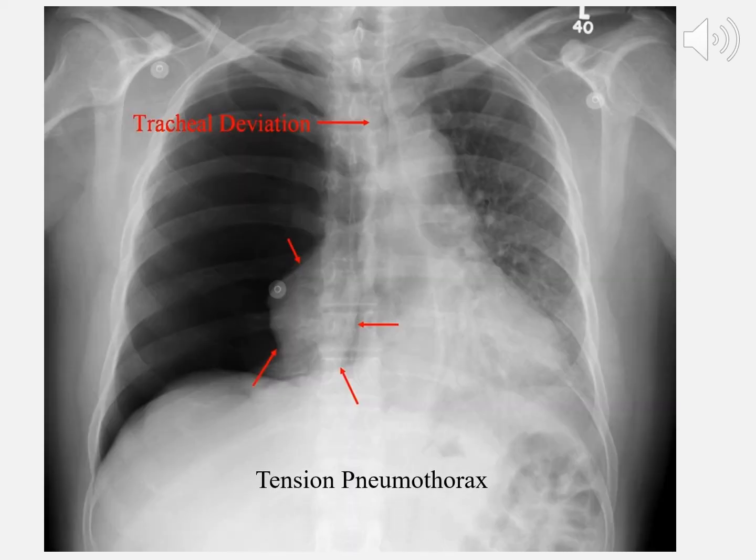This is a tension pneumothorax. Obviously, it's a pneumothorax, right side. You don't really see lung markings. You see what remains of the deflated lung near the right atrium. But look at the top where you have some tracheal deviation. This is a tension pneumo. Again, you should be able to diagnose this before you even get an x-ray.